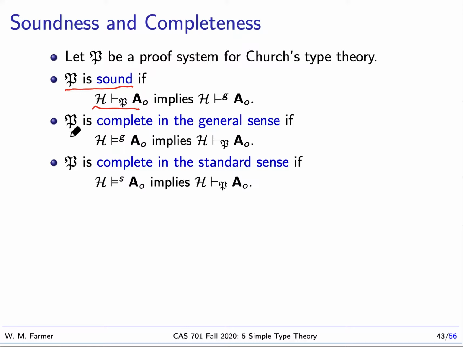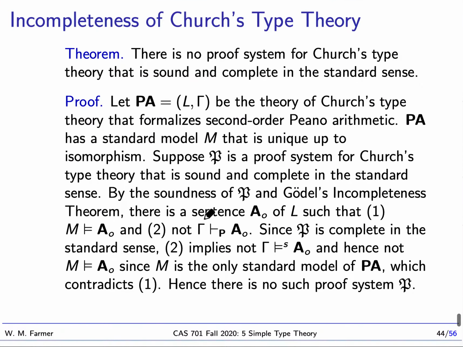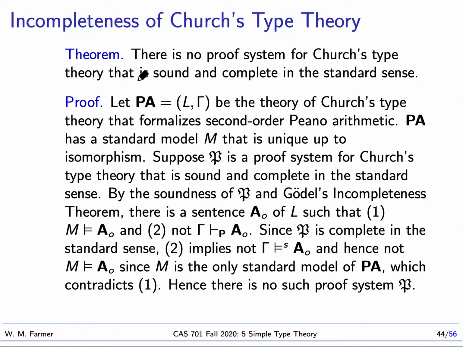And we're going to say that P is complete in the general sense if whenever A is a semantic consequence of H in the general sense, that implies that we can prove A from H in P. And P is complete in the standard sense. That means whenever A is a semantic consequence of H in the standard sense, then we can prove A from H in P. Now, a very important theorem is that there is no proof system for Church's type theory that is sound and complete in the standard sense.